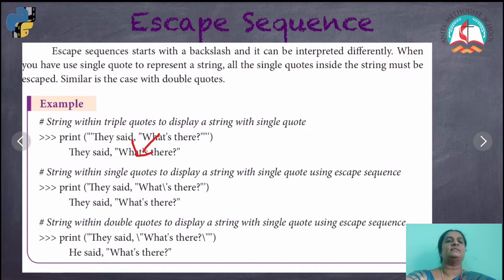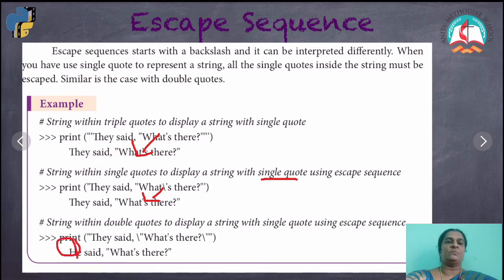And next thing is single quote to display single quote using escape sequence. See, just they are using a single quote here. They said what is there. What's going to happen? Correct. Again, what is there alone is printed in double quotes. Okay, here string within double quotes with single quote using escape sequence. So they said what is there. What will happen?